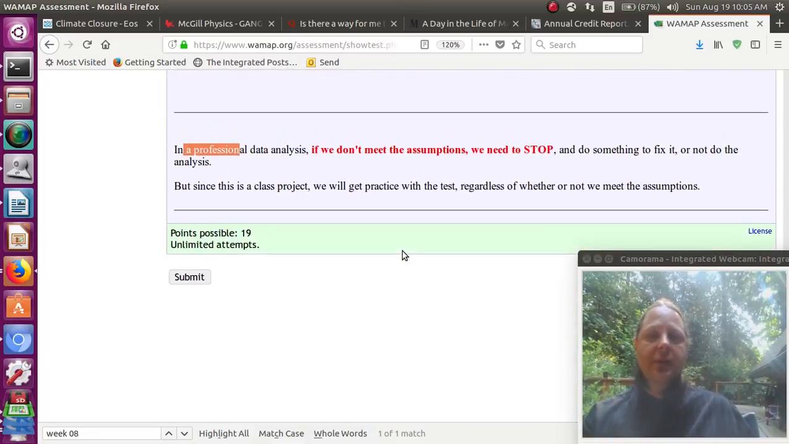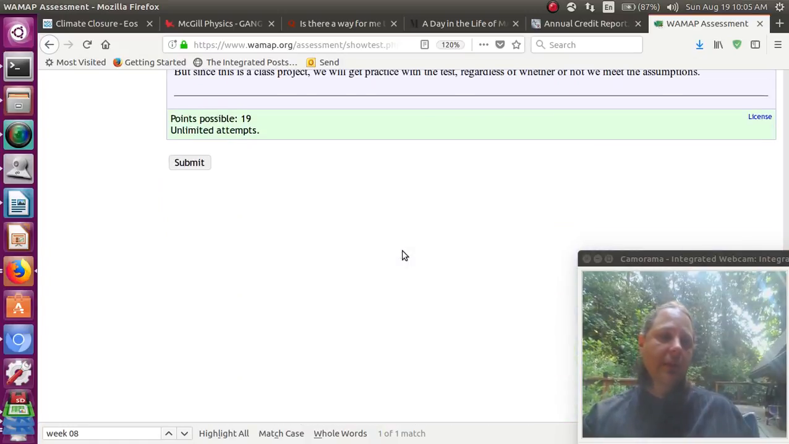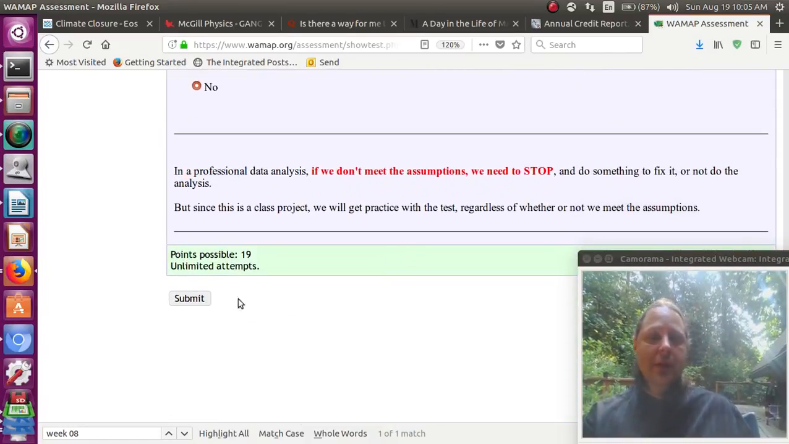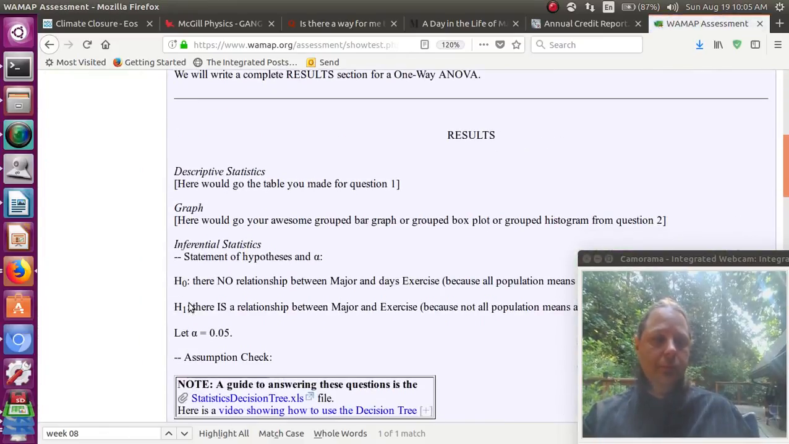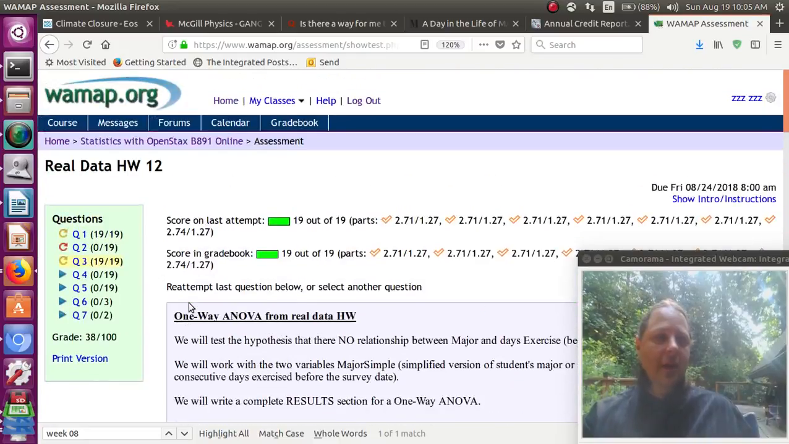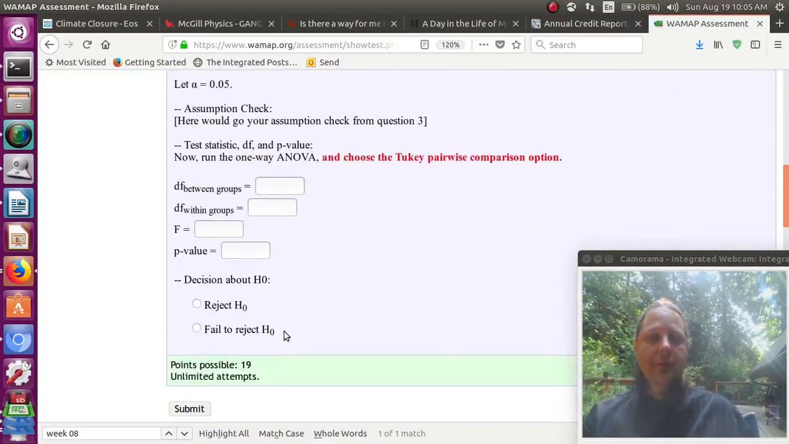So do I meet all the assumptions? No, I don't. And I actually don't think I meet any of the assumptions. But we're going to move on anyway because it's a class project. So submit. Double check that I got all green boxes. And that's fine. Now I'm going to move on to the actual ANOVA part.